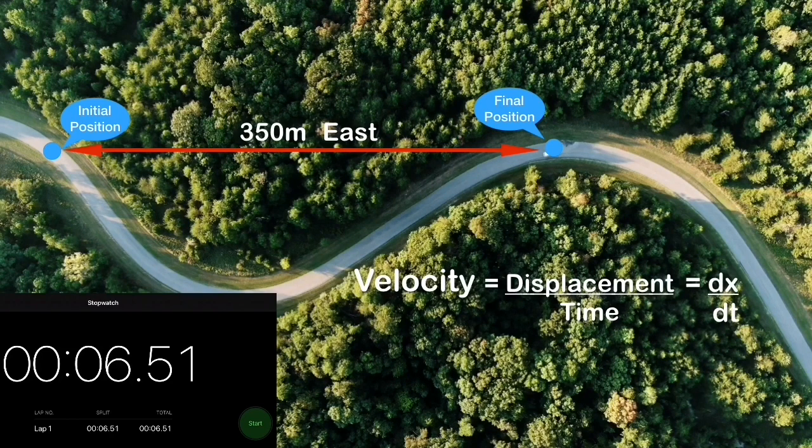We know displacement is equal to 350 meter and the time taken to travel 350 meter is just 7 seconds. So 350 meter by 7 seconds. So velocity is equal to 50 meter per second towards east. So velocity is nothing but the rate of change of displacement. Since we have a direction, it is a vector quantity and the SI unit is meter per second.